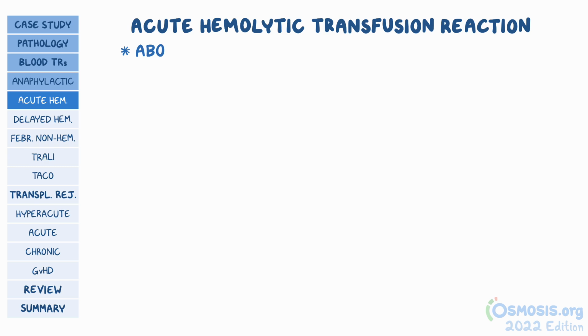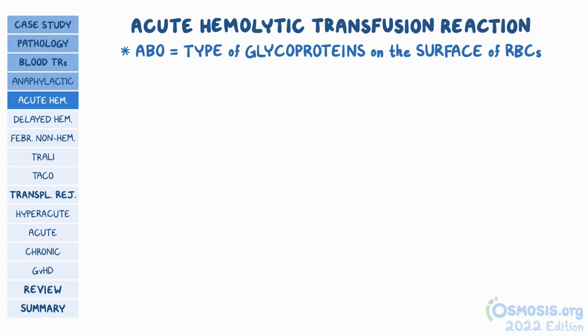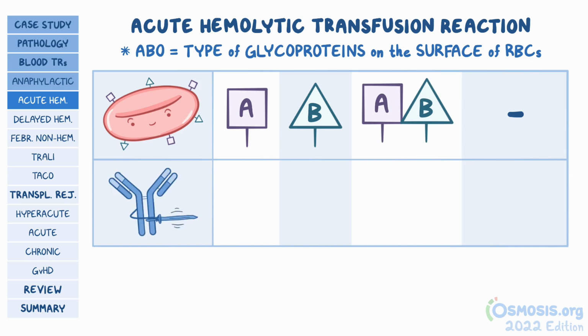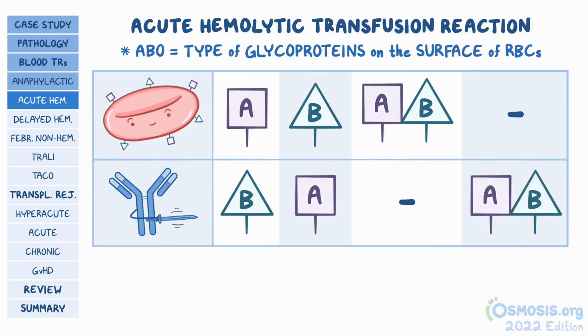Now, the ABO system refers to the type of glycoproteins found on the surface of red blood cells. So you can either have type A, type B, type AB, or neither, which is called type O blood. The immune system produces antibodies against the glycoproteins that you don't have. People with type A blood have antibodies against type B glycoproteins, and vice versa, while those with type AB blood don't have antibodies against any red blood cell glycoprotein. And finally, people with type O blood have antibodies to both A and B glycoproteins.